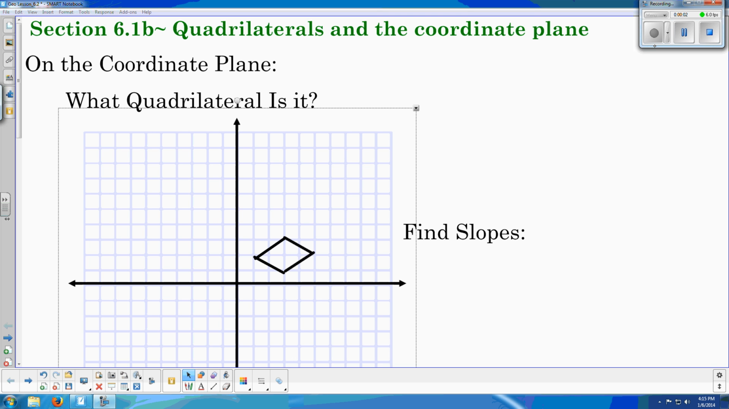Guys, this is Ms. Kissinger, and we are going to start working on section 6.1b. We are going to try to use this picture and what we know about slopes and distances to figure out which type of quadrilateral this is.